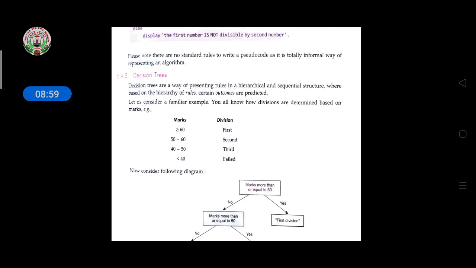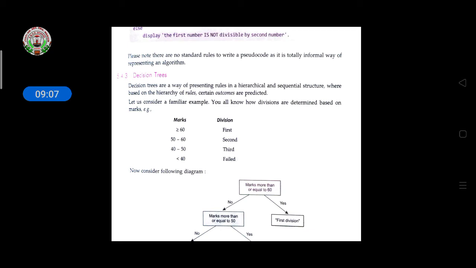Here the condition is given: if the remainder is 0 then display the first number is divisible by the second number, else display the first number is not divisible by the second number. It means if the modulus remainder comes 0 then it is divisible, and if it does not come 0 then the else condition will display. Like this the if and else condition works in all of them, in the algorithm, in the flow chart and in pseudocode also.